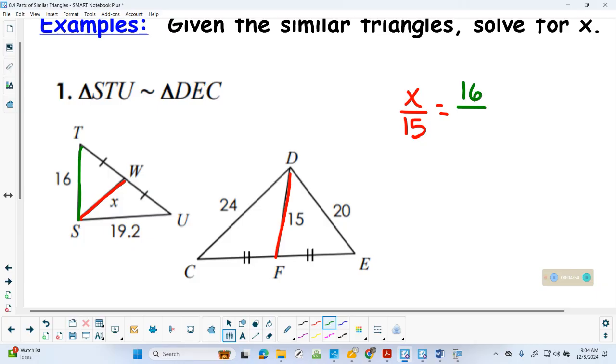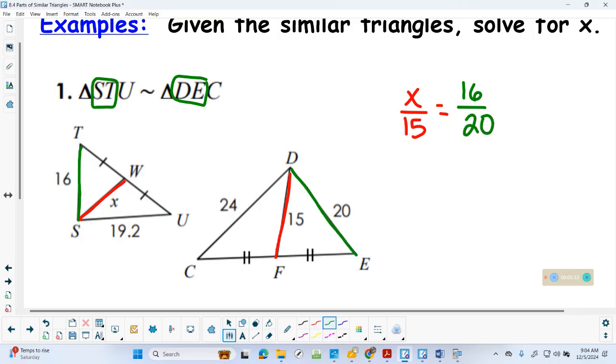But what side does 16 match up to on the other one? If you're like, oh my gosh, I'm not sure, look at your statement. We did ST. So that's going to correspond to DE. I can always use my similarity statement if I'm not sure. DE.